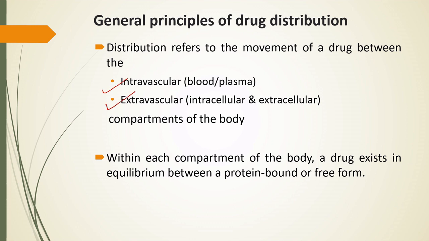Now the intravascular compartment is formed by the blood or by the plasma, as well as the extravascular compartment is formed by the intracellular or the extracellular components that we have got. Now within each compartment, be it the intravascular or the extravascular compartment, a drug will exist in equilibrium between two forms. The first is a protein bound form and the second one is a free form of the drug.